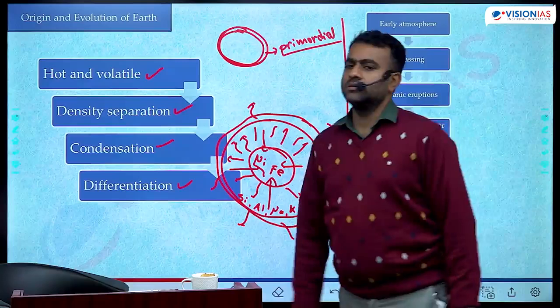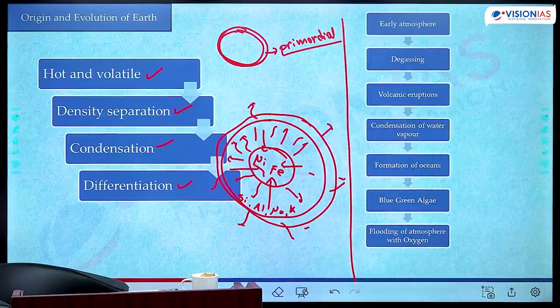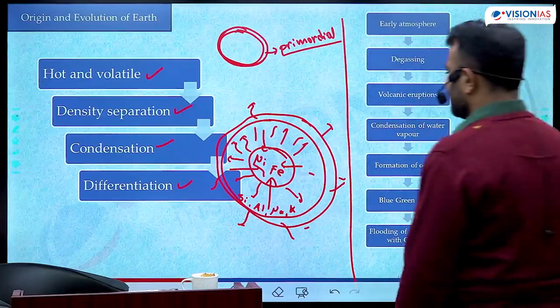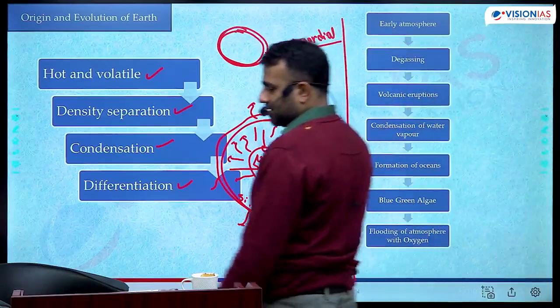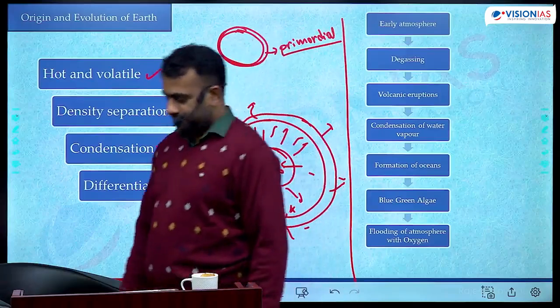It's called primordial atmosphere. This is the original atmosphere which evolved with the earth. अर्थ के साथ में originate होके आया था.